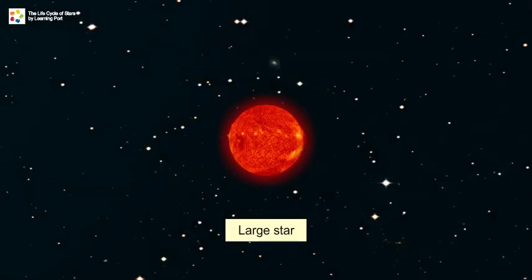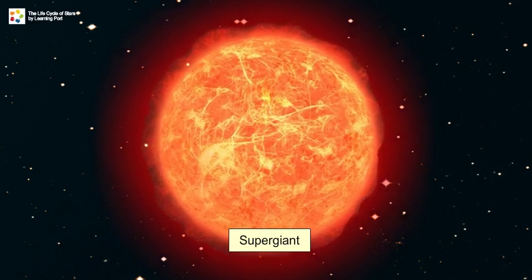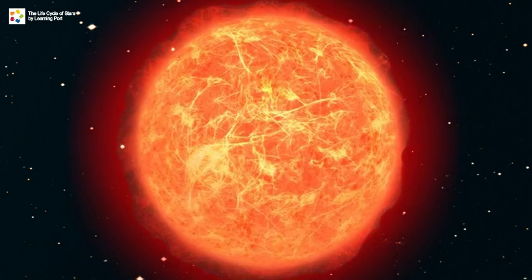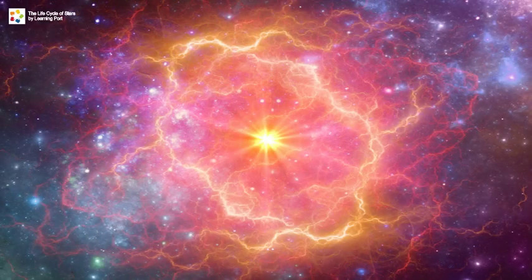When a star that is much more massive than the Sun reaches the end of its life cycle, it expands to become a supergiant. Due to the large mass of a supergiant, gravity eventually causes its core to collapse rapidly, resulting in a big explosion called a supernova.